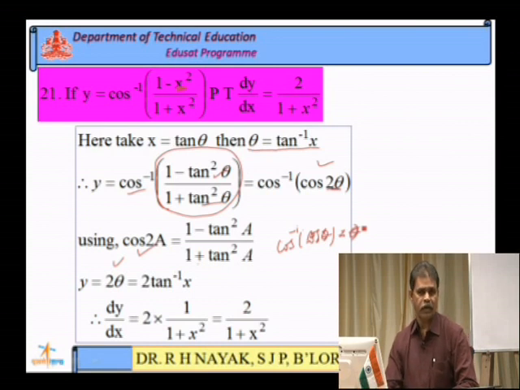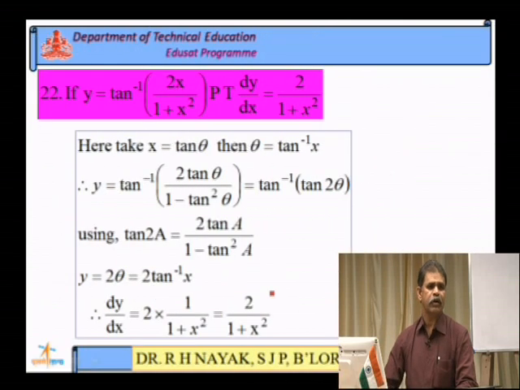According to that, we can take cos inverse of cos 2 theta as 2 theta. Here we need the theta value. So, theta is taken as tan inverse x. Therefore, 2 into tan inverse x, the differentiation is what? 1 by 1 plus x square. Finally, we will be reduced to 2 divided by 1 plus x square.